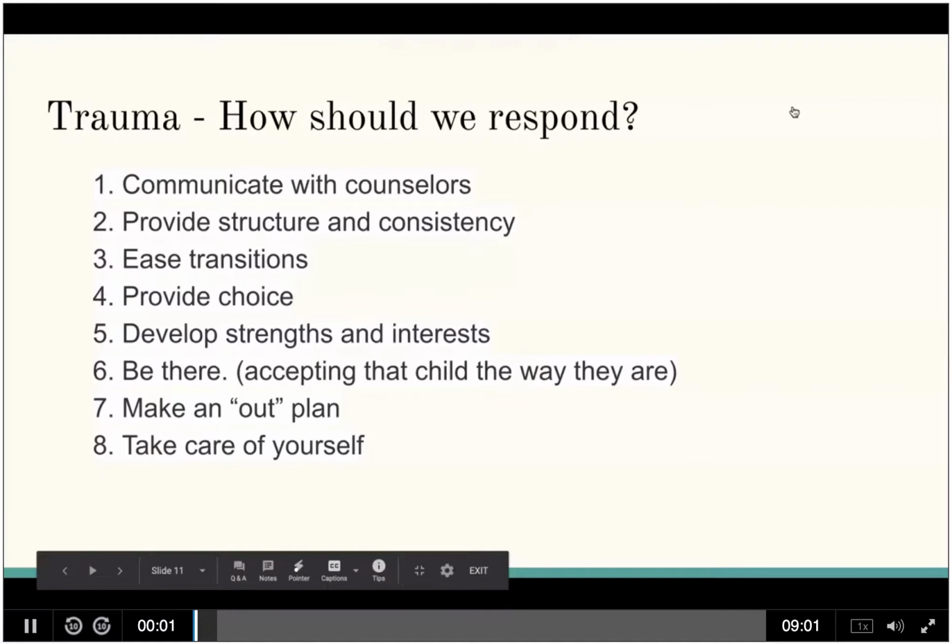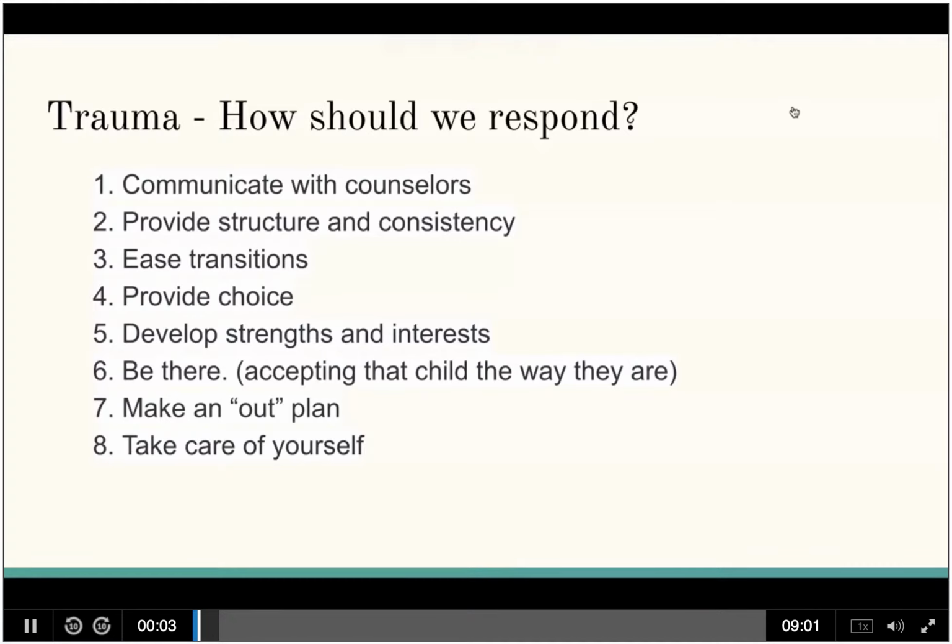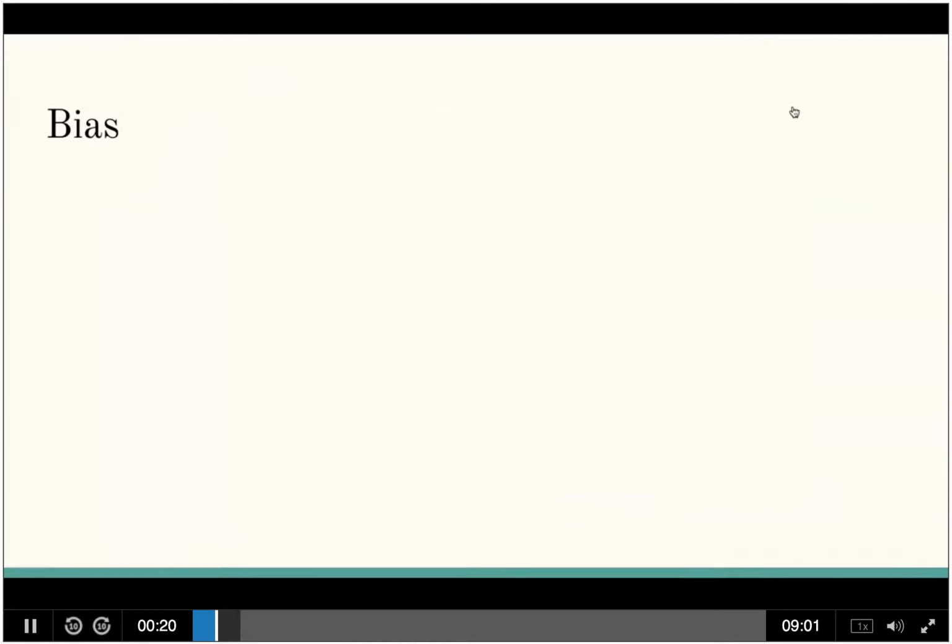Welcome back. We just finished talking about how we should be responding to trauma inside of our classrooms so that we can create that safe learning environment for our students. At this point in time, we want to talk about number 6, being there, and number 8, taking care of yourself. So on the be there, I want to talk about biases.